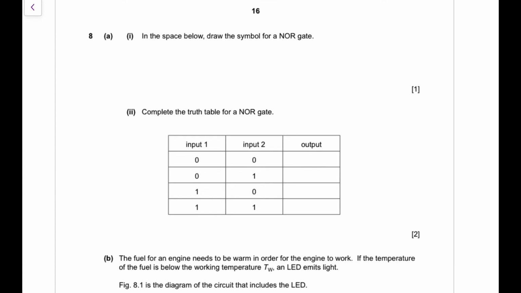Question 8a part 1. In the space below, draw the symbol for a NOR gate. This is a combination of NOT and OR gate. To complete the truth table for a NOR gate, the output is the opposite of what you'd get from an OR gate. So that means you'll get 1, 0, 0 and 0.